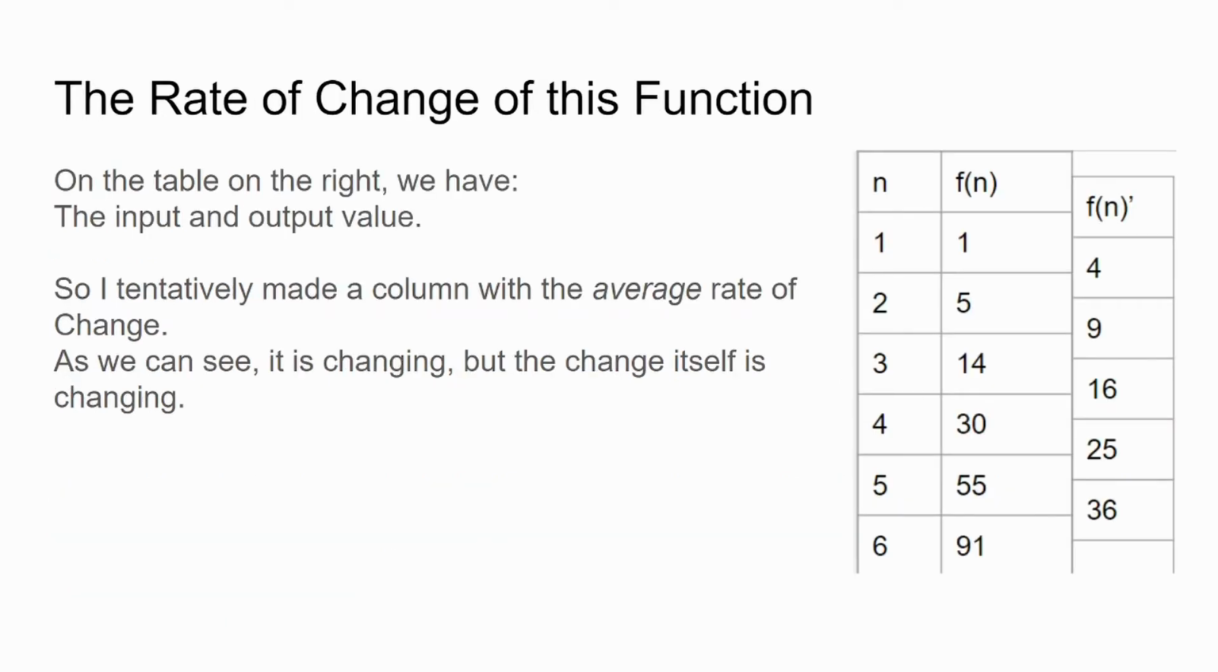Alright, so the first thing that I did was try to understand how the rate of change is behaving. The first thing I did was I plotted the function out with the average rate of change in the far right column. We know that the rate of change itself is increasing, and we know that the rate of change is going to be perfect squares, since that is by definition what we're adding.